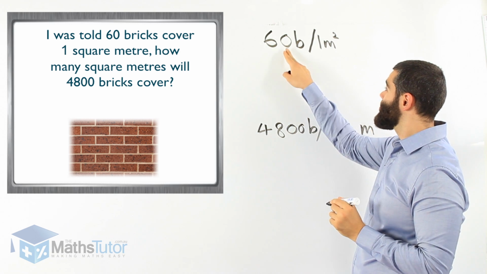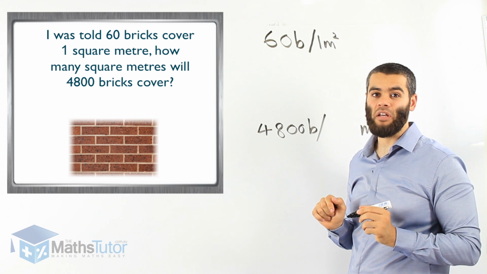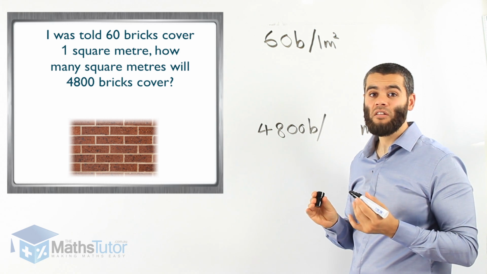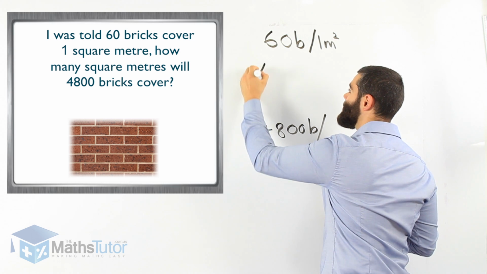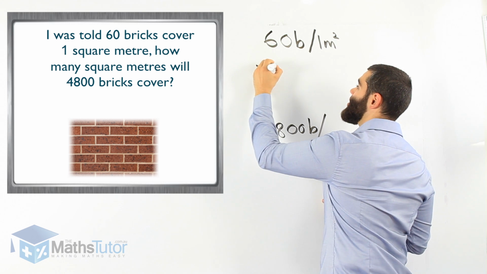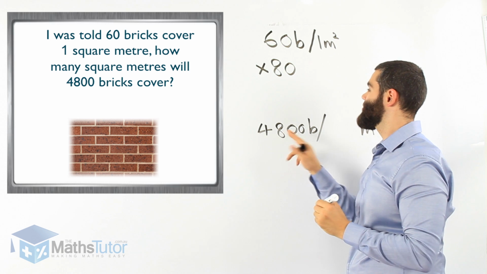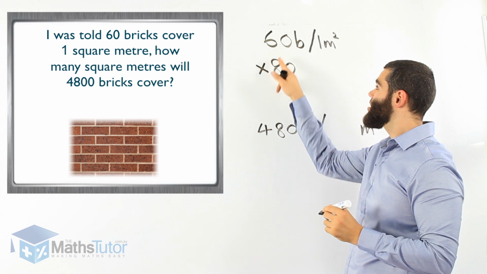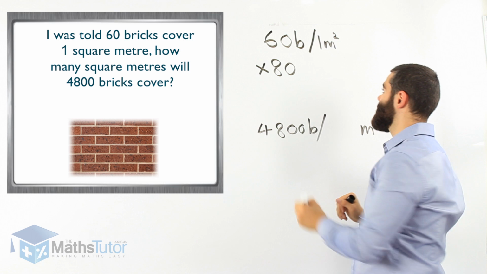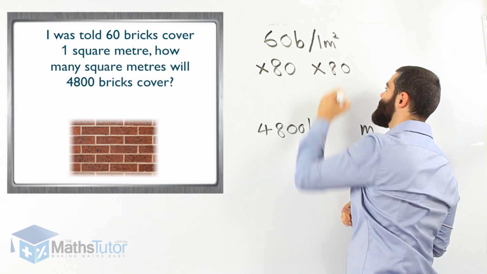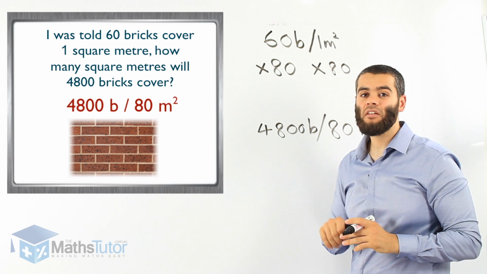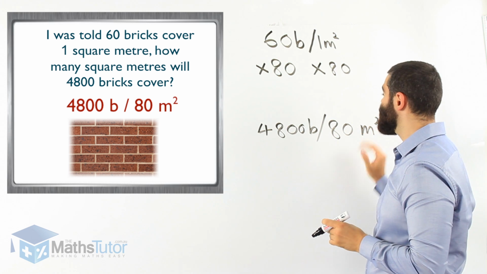We know that we're going from 60 bricks to 4,800 bricks. 60 going up to 4,800. 60 times what will make 4,800? Grab your calculator if you need to. 60 times 80 makes 4,800. 6 times 8 is 48, and the 2 zeros, they just come down. So 60 times 80. We times 80 on this side. 1 times 80, 80 square meters. So 4,800 bricks cover 80 square meters.